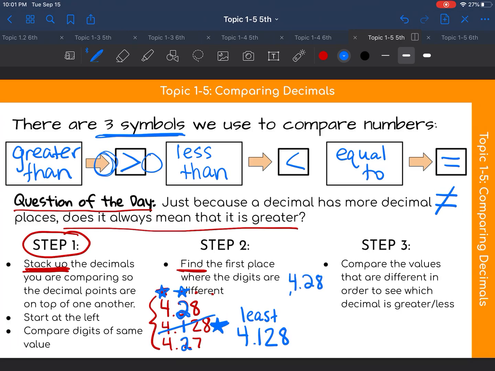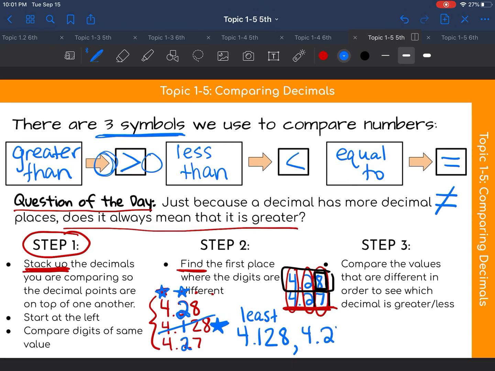Now we want to compare the other two. So I'm going to list those on top of each other to see. And again, it's easy to see when they're on top of each other to compare place values. So the 4s are the same. The 2/10 are the same. And then we have 800ths and 700ths. So what's greater, 800ths or 700ths? Well, 800ths is greater. So that means that this whole decimal, 4 and 28 hundredths, is greater than 4 and 27 hundredths.